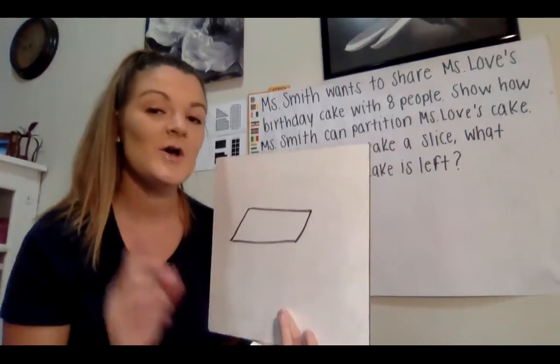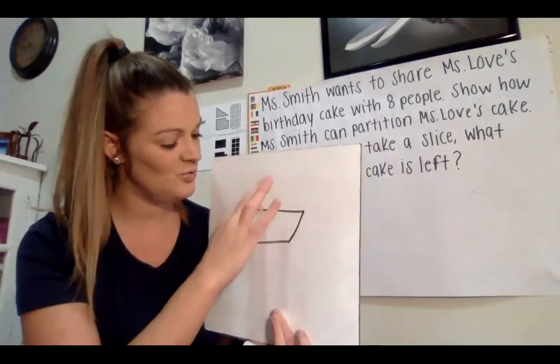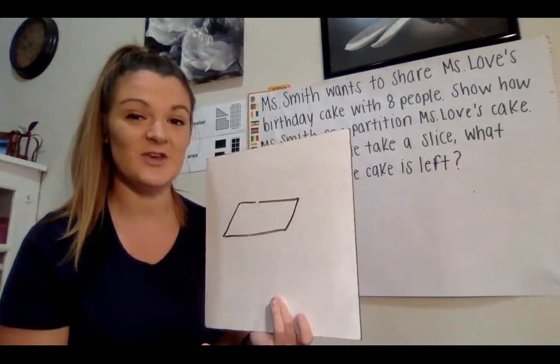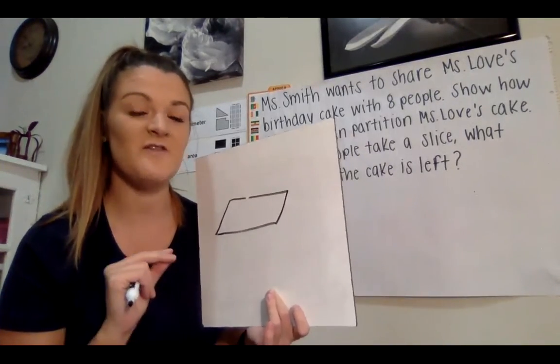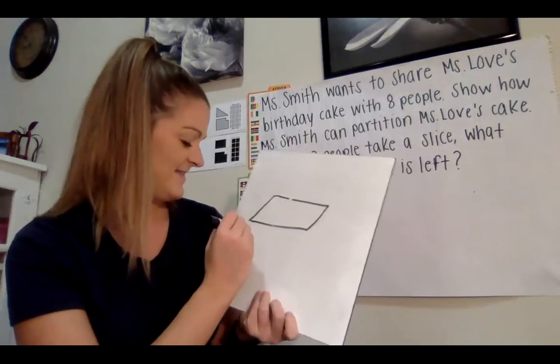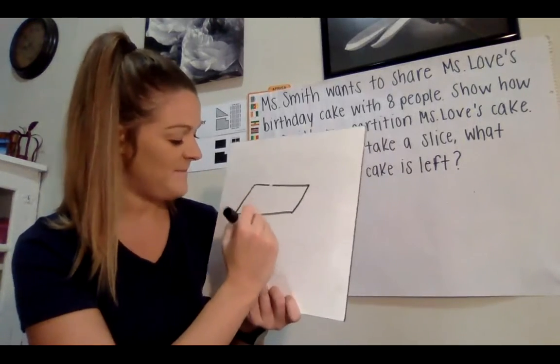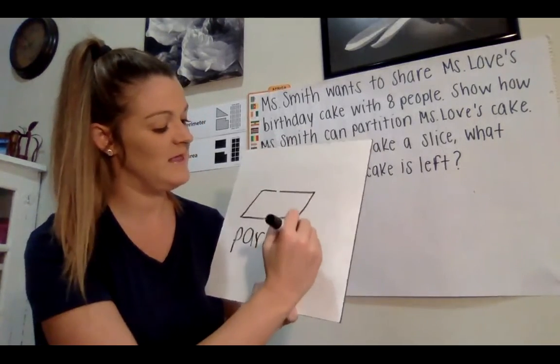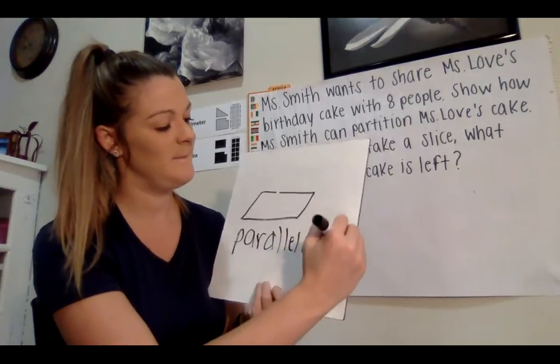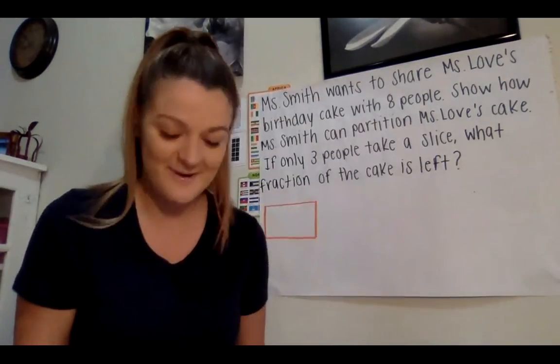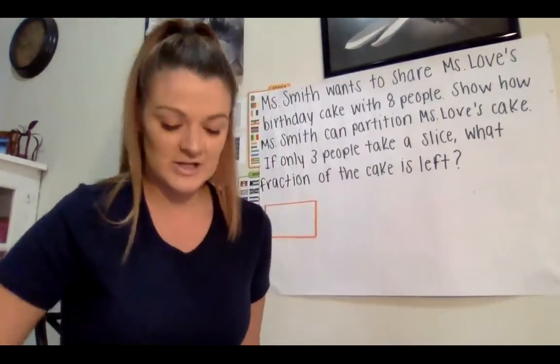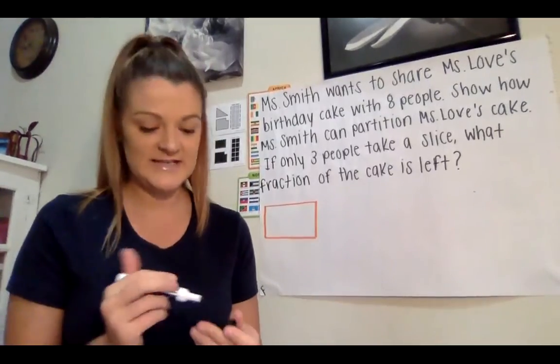Does anyone know what you call a shape with 2 pairs of parallel lines? I'm giving you a hint. 2 pairs of parallel lines. This shape is a parallelogram. Great job. Let's go ahead and look at our application problem for today.